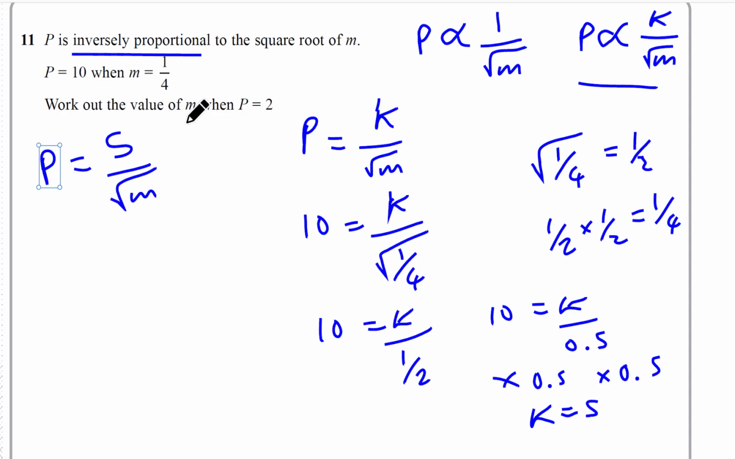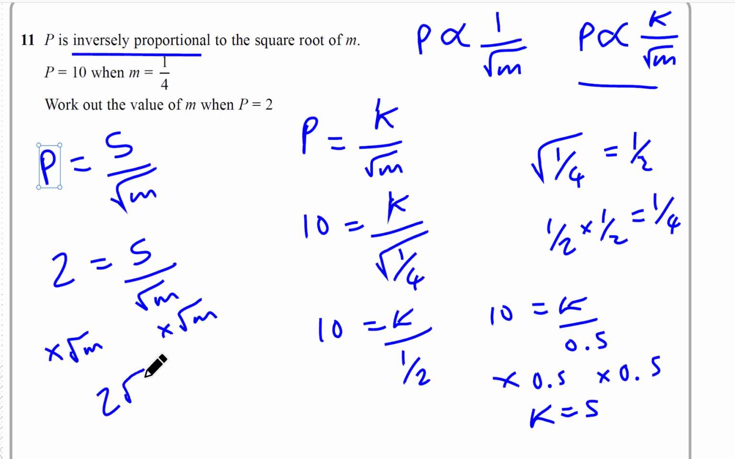So we've got work out the value of m when p equals 2. So we've got 2 equals 5 over square root of m. So let's multiply by the square root of m from both sides. So we have 2 root m equals 5. So we divide by 2 on both sides. So we get root m equals 2.5. Square both sides.